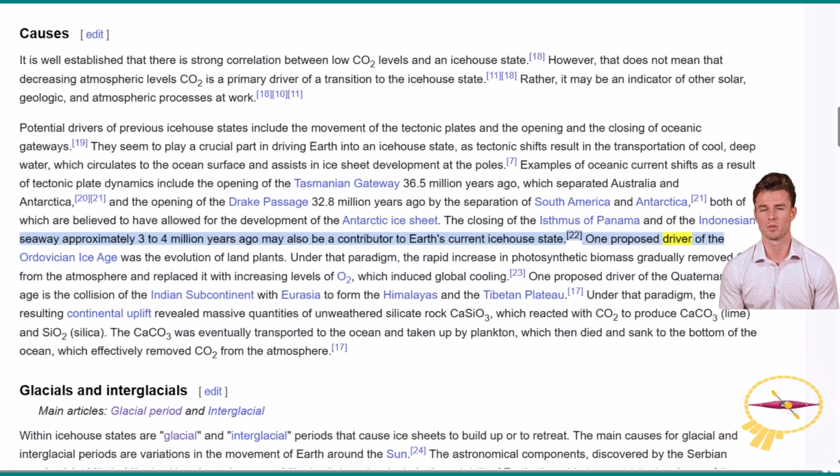One proposed driver of the Ordovician Ice Age was the evolution of land plants. Under that paradigm, the rapid increase in photosynthetic biomass gradually removed CO2 from the atmosphere and replaced it with increasing levels of O2, which induced global cooling.